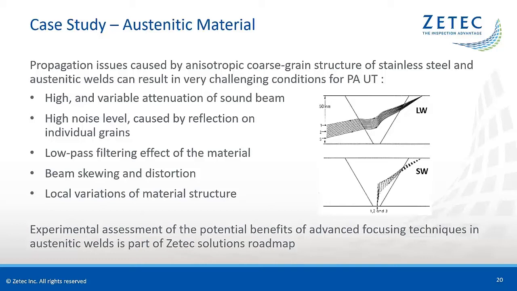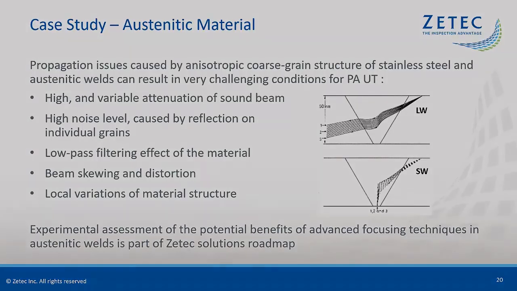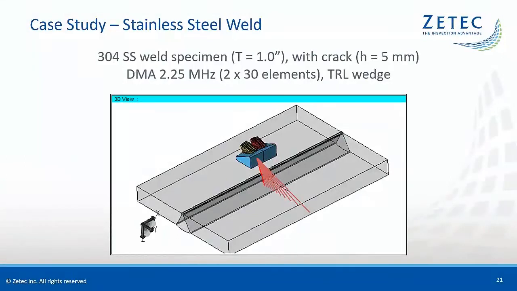The following case studies are an update on the experimental work that is done at ZTEC to investigate and document the potential of advanced focusing techniques for the inspection of austenitic components. In the first example, we consider a wrought stainless steel plate weld, 1-inch thick with a V-bevel, and we will look at inspection data from a 2.25 MHz dual matrix array on a TRL wedge.